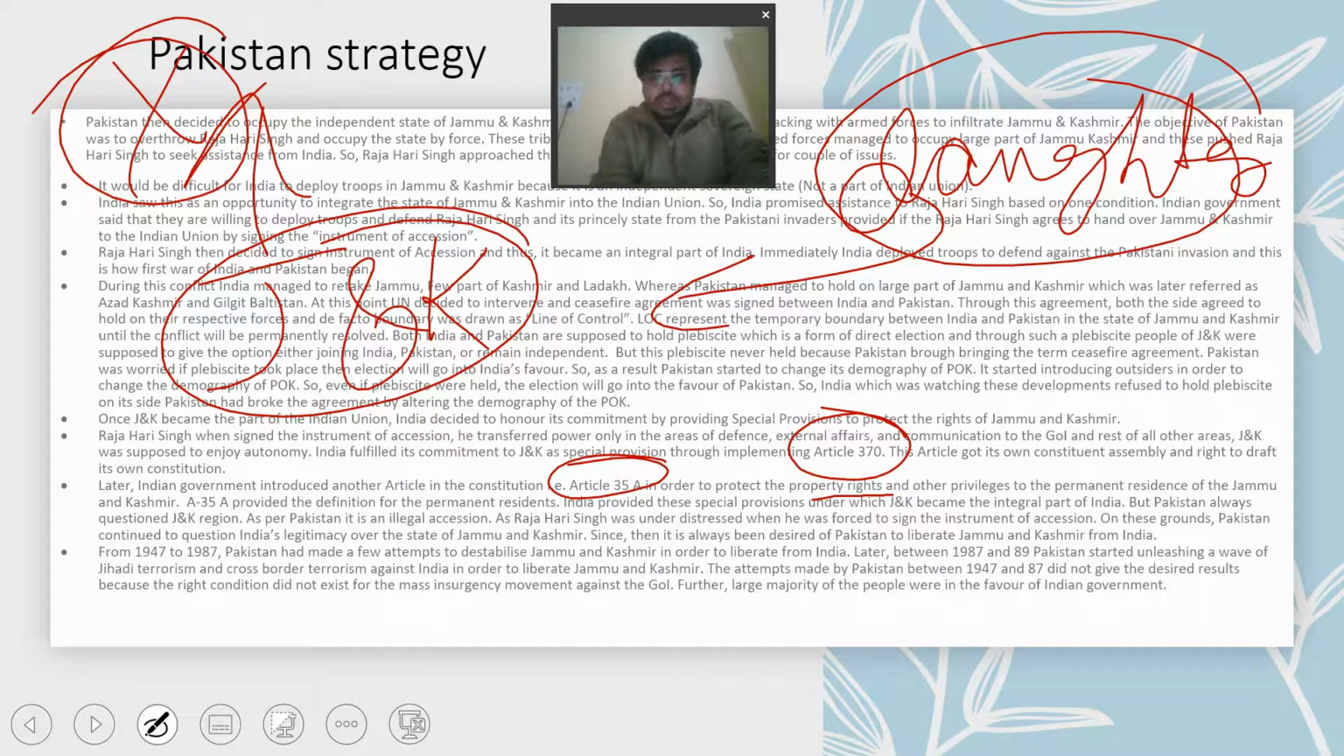So in order to protect the property rights and the other privileges of the permanent residents of Jammu and Kashmir, Article 35A provided the definition of the permanent residents, and these special provisions were under which Jammu and Kashmir became an integral part of India.